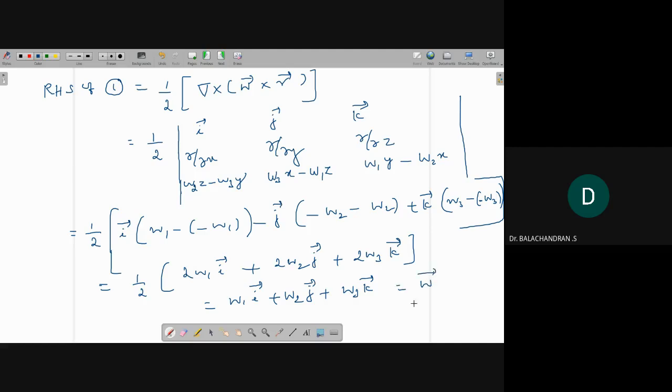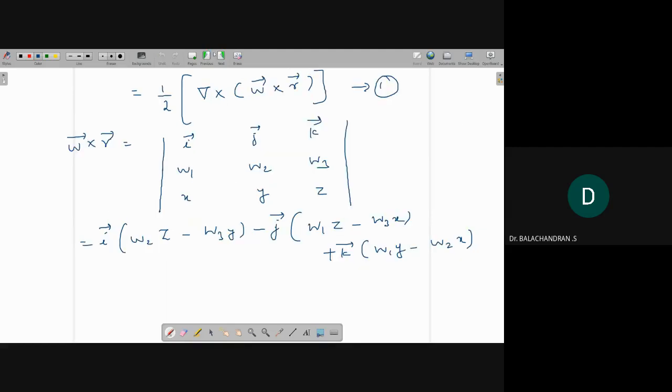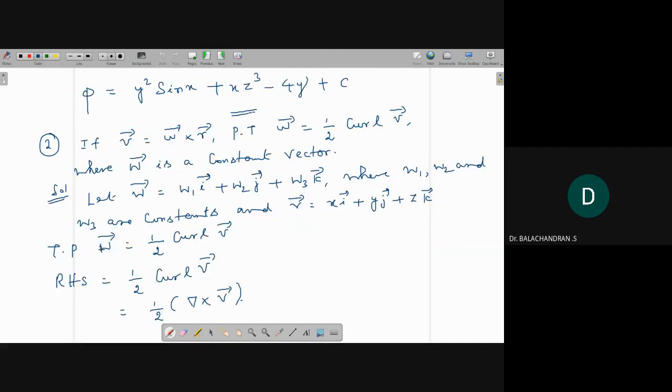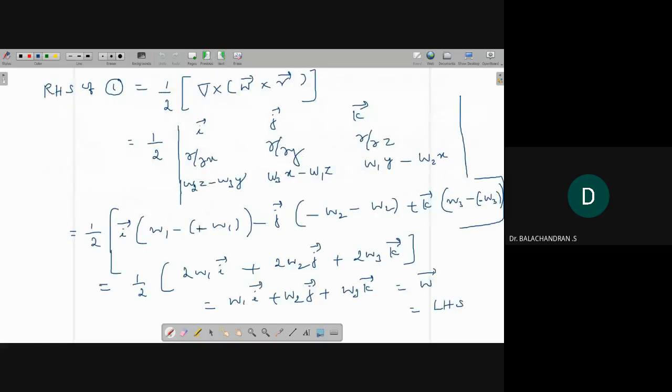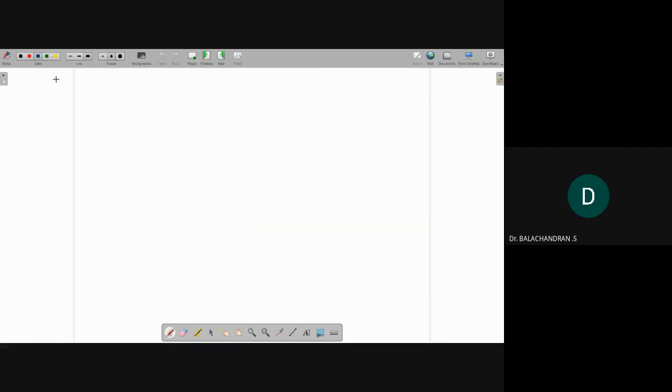So this is equal to W vector. So this is nothing but the LHS of 1. We need to prove what? W vector equal to half of curl V. Okay, so I think we proved W vector equal to half of curl V. So proof is over. So next, write the third problem.